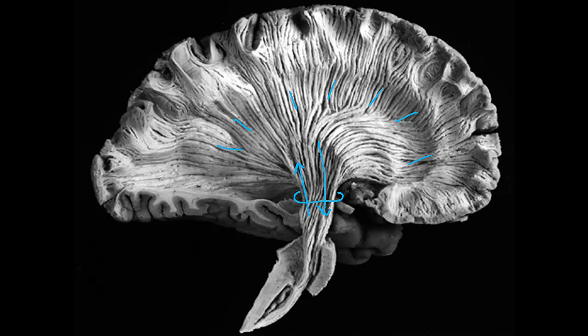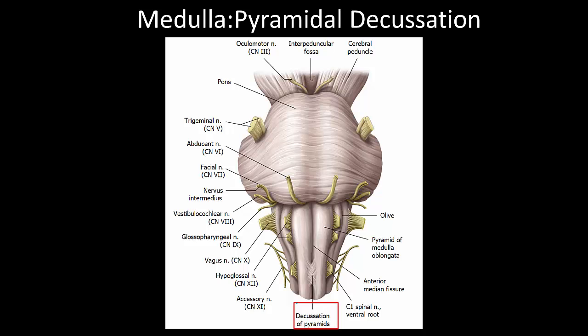Right now, when talking about the pyramids, we're going to be concerned with these descending motor fibers that originated in the motor cortex, descended through the internal capsule, through the midbrain, through the pons, and to the medulla. So once these corticospinal tracts are actually within the medulla, they form these characteristic bulges on the anterior surface that we can see from an external view, and we refer to these bulges as the pyramids. So we have two pyramids on either side of midline that are separated from one another by this anterior median fissure.